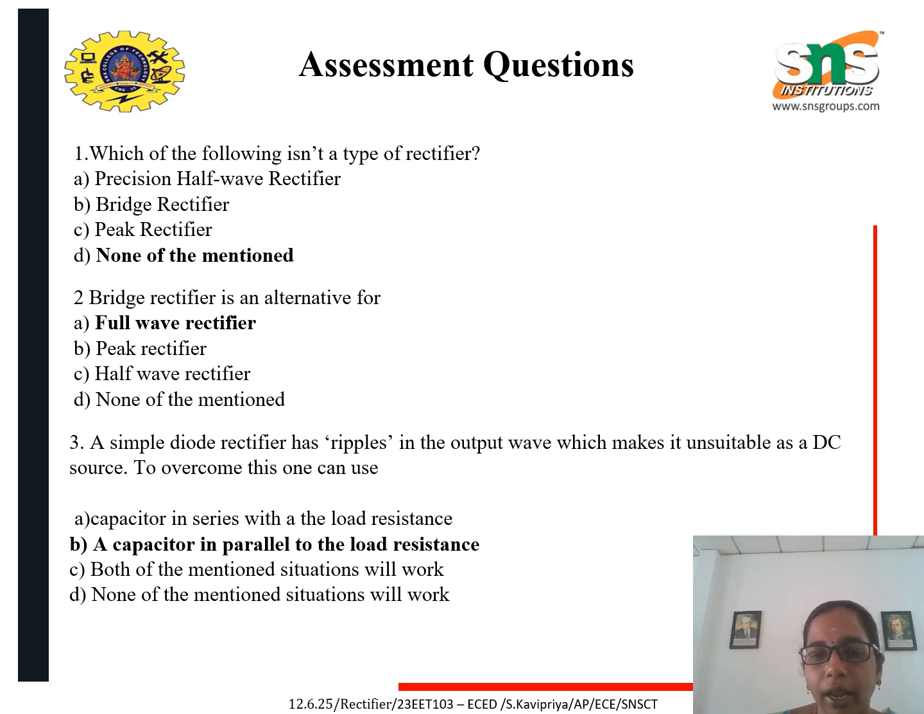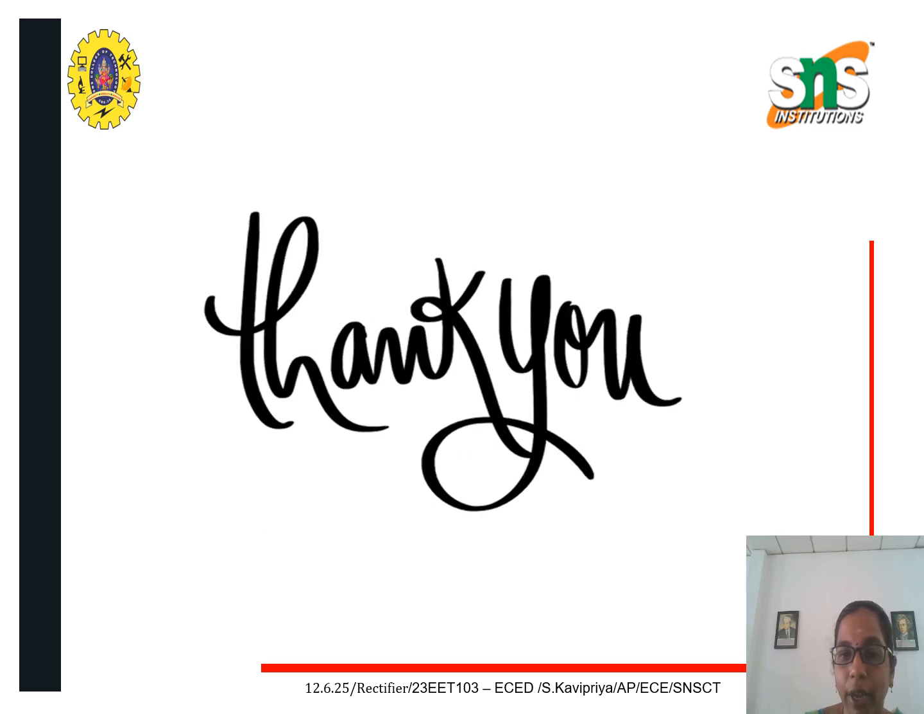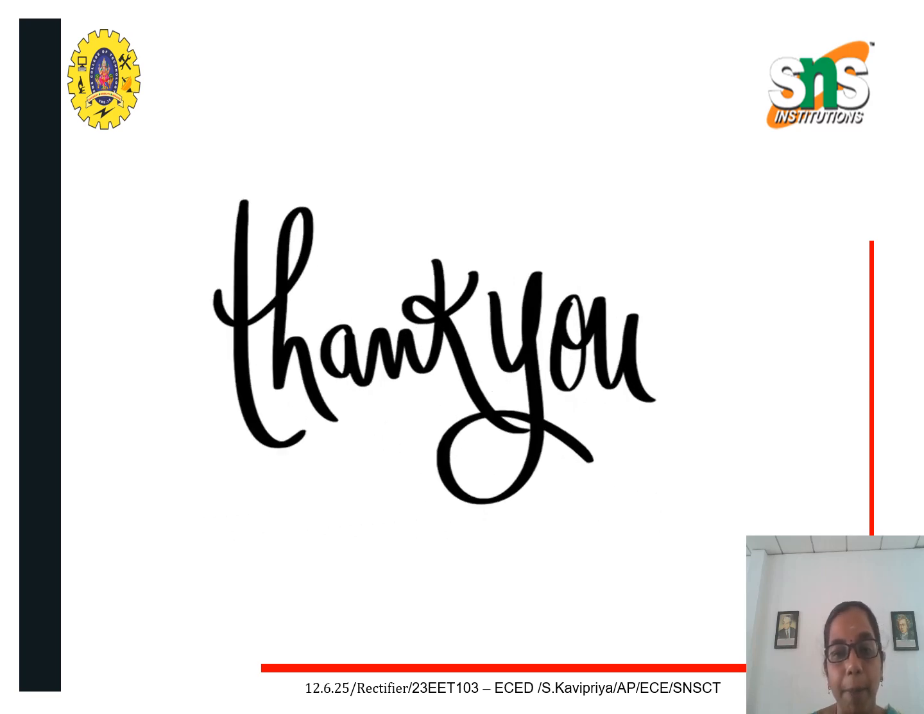A simple rectifier has ripples in the output waveform, which makes it unsuitable as a DC source. To overcome this, we can use a capacitor in parallel with the load resistance. The capacitor removes the ripple content from the DC and makes it pure DC. So that's all about the rectifier, and we have discussed the half wave, full wave and bridge rectifier, their construction, working as well as applications.